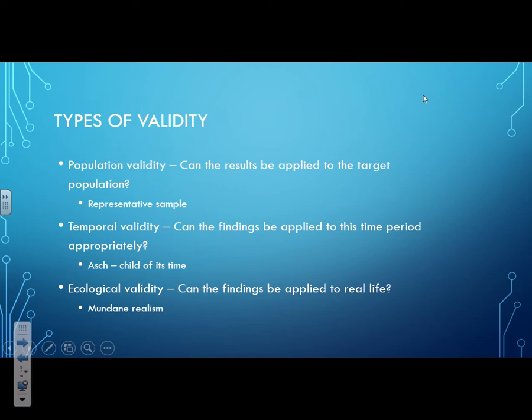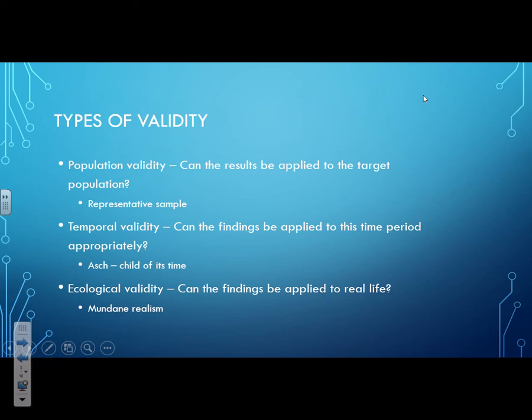Temporal validity: can the findings be applied to this time period, the current time period that we are in, appropriately? And again, I'd expect this is one that you've come across because Asch was very much a child of its time, so of course at that time it was encouraged in America not to conform, not to stand out. So you are likely to find very high rates of conformity due to the hunting of communists, and anybody who stood out would be punished in various different ways.